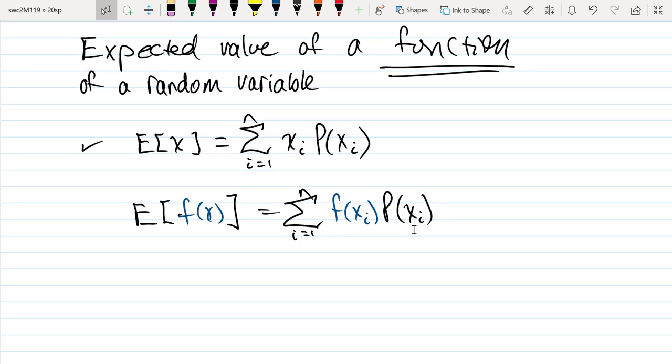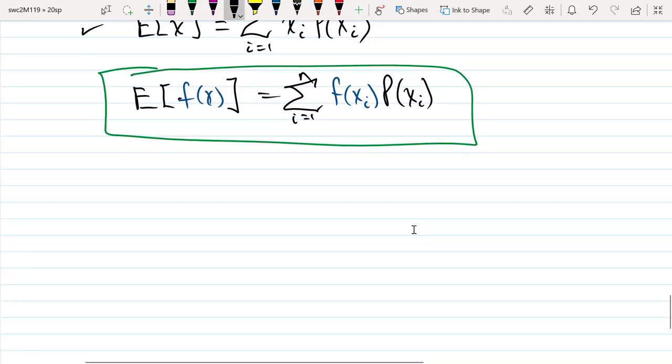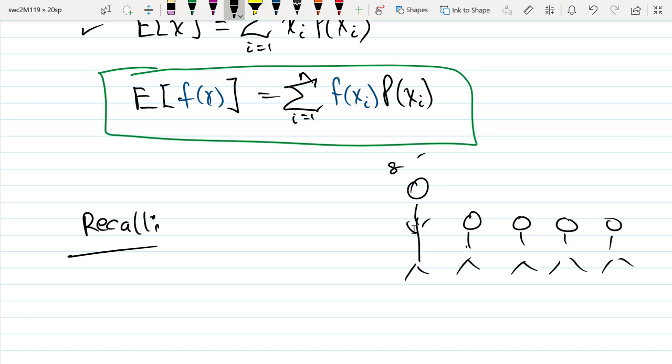Now, we can also get the expected value of a function of a random variable. And it's very similar to the expected value of a random variable. So let's take a moment. Recall that when we were looking to measure variance early in the class, we were comparing maybe folks on a basketball team, where there was one team that had a guy that was 8 feet and everyone else certainly shorter, versus a team where everyone was exactly the same height, whatever that average height is there.